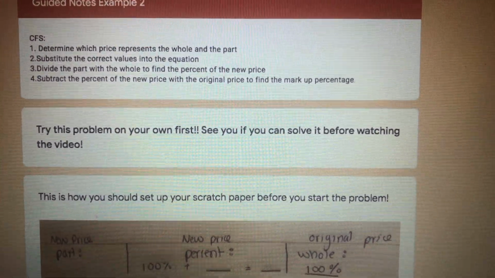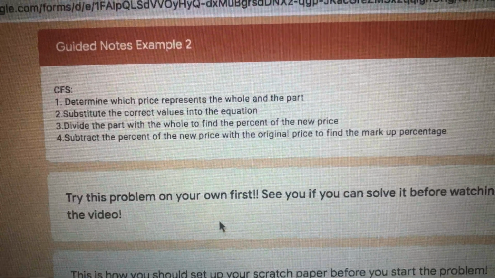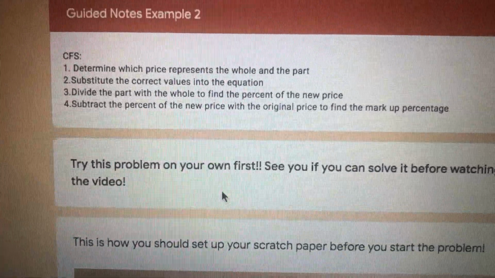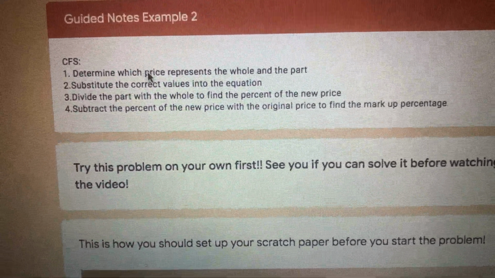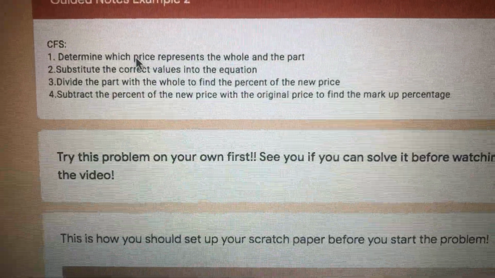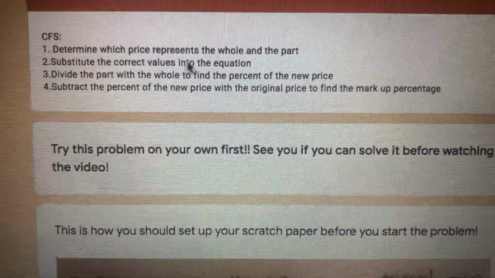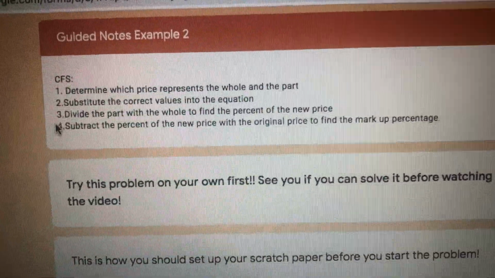Example 2. So the first thing in example 2 that you'll notice is the CFSs over here. The CFS is almost the same as what you've had before, right? So you're going to determine which price represents the whole and the part. You substitute into the equation. You divide the part with the whole to find the percent. Now the main CFS is number 4.